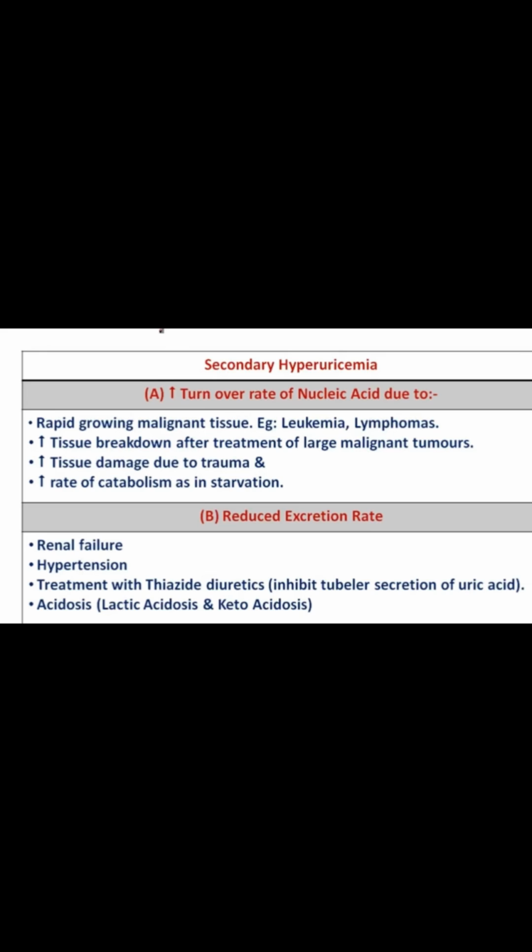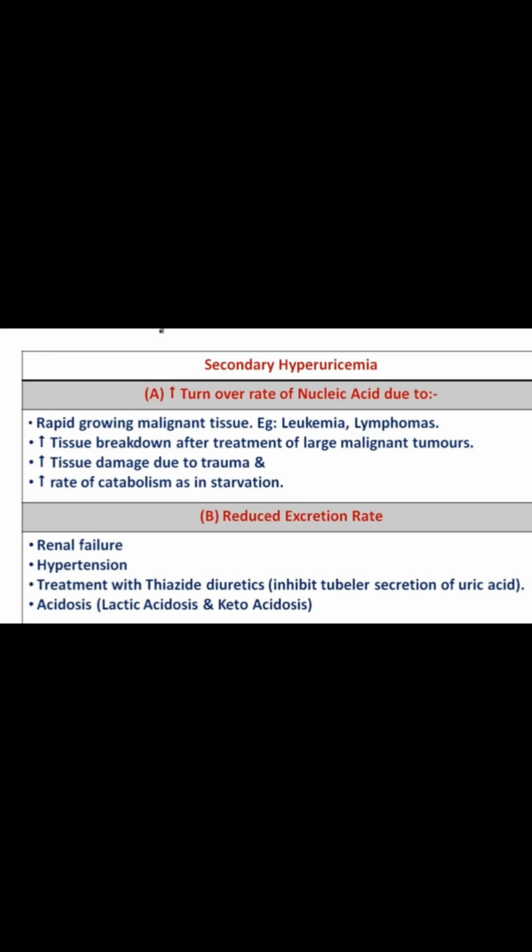Starvation, how does that work? Well, during starvation, the body starts breaking down its own tissues, including cells, which releases purines. Okay, that makes sense. So what about the other side, not getting rid of enough? Right, decreased excretion. The most obvious cause here is kidney problems, like renal failure. If the kidneys aren't filtering properly, the uric acid builds up, even if you're not overproducing it.